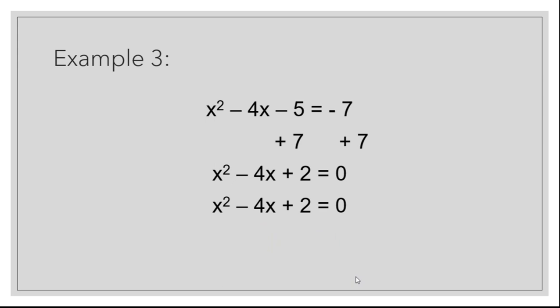So x squared minus 4x minus 5 equals negative 7. You're going to subtract 7 on both sides. So it's going to give you x squared minus 4x plus 2 equals 0. And there are no factors of 2 that sum to negative 4, so we can't factor this. So to solve, you're going to have to plug this into the quadratic formula.